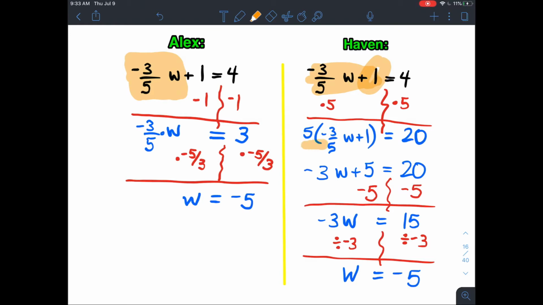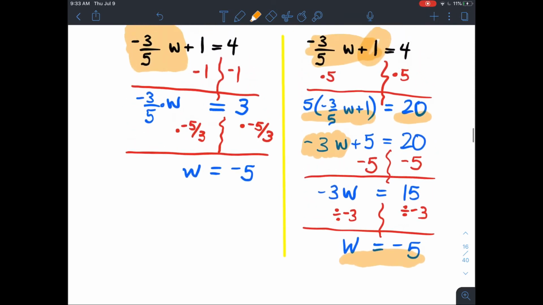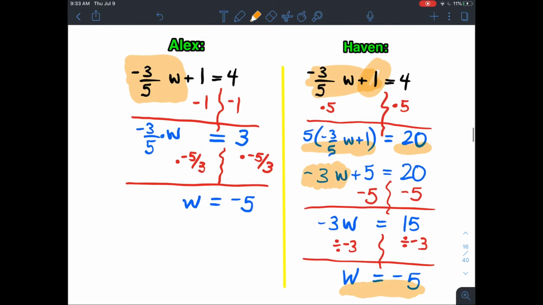So she took and multiplied 5 times her entire left side and her entire right side, which gave her -3w plus 5 equals 20. And then she treated it kind of like Alex did. She didn't have any fractions left anymore, so she worked on getting this term with their variable by itself. She subtracted 5 from both sides, and then divided both sides by -3 to get w equals 5. So they both got the same result, and they're both perfectly valid ways of solving the equation.